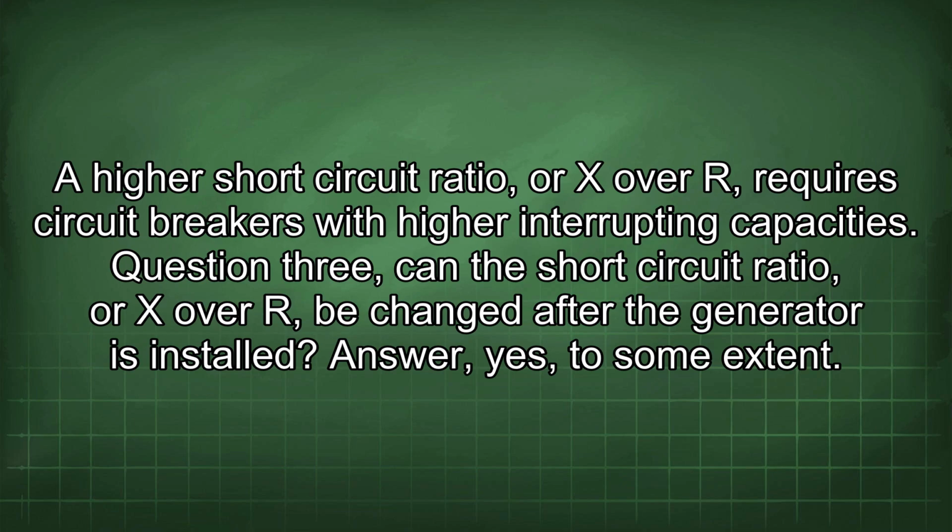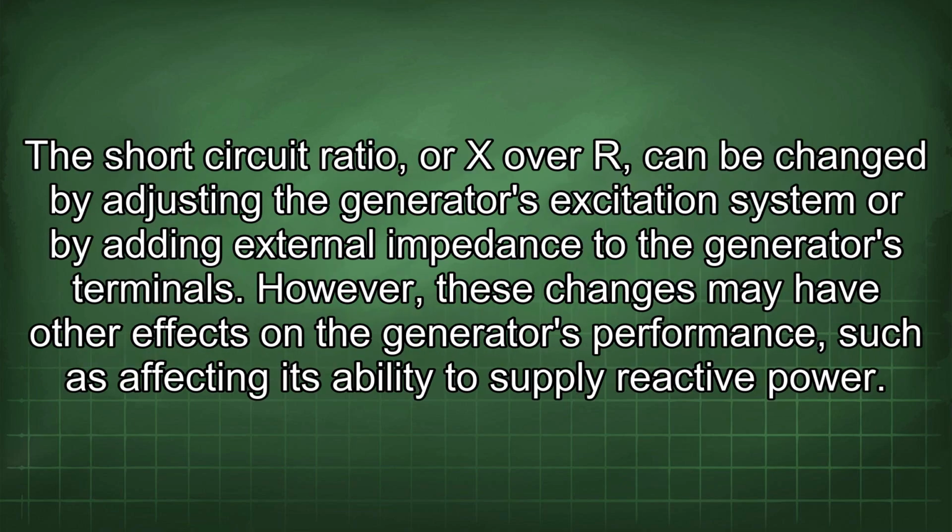Question 3. Can the short circuit ratio, or X over R, be changed after the generator is installed? Answer: yes, to some extent. The short circuit ratio, or X over R, can be changed by adjusting the generator's excitation system or by adding external impedance to the generator's terminals. However, these changes may have other effects on the generator's performance, such as affecting its ability to supply reactive power.